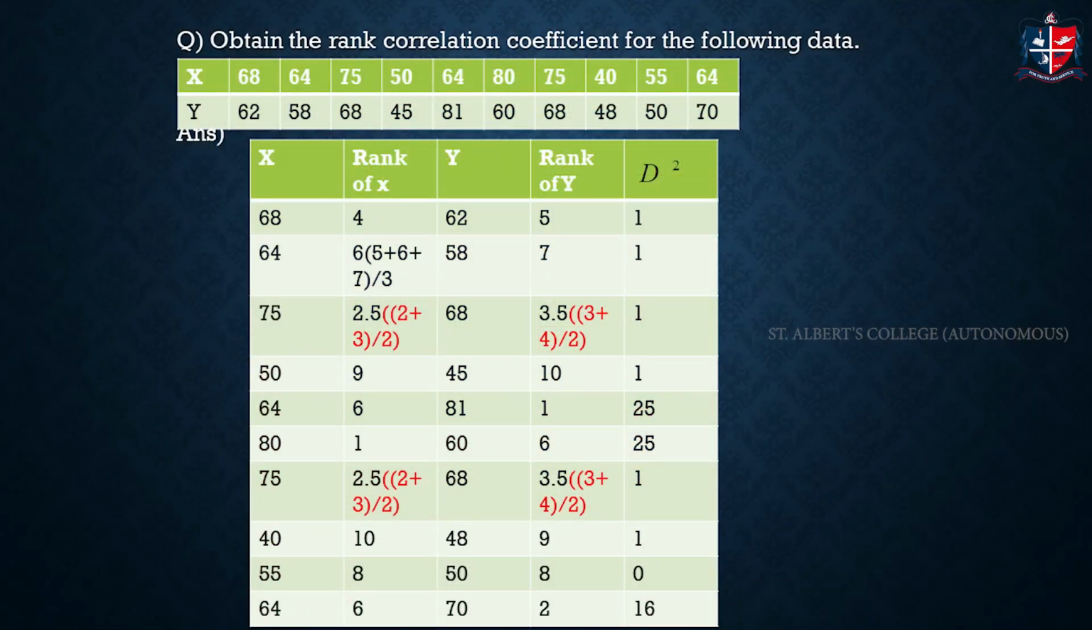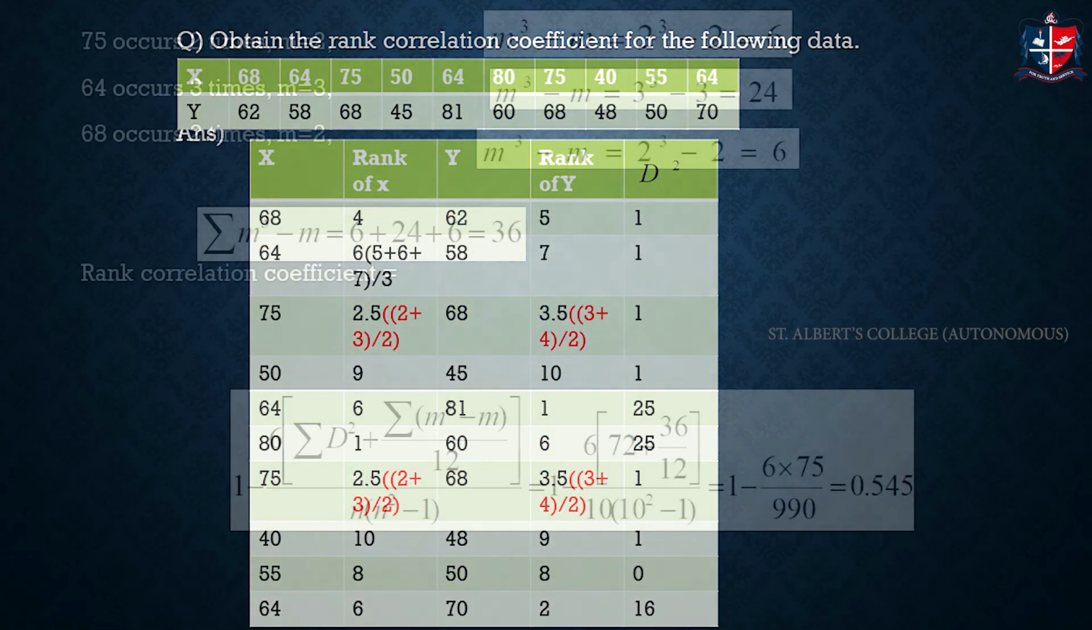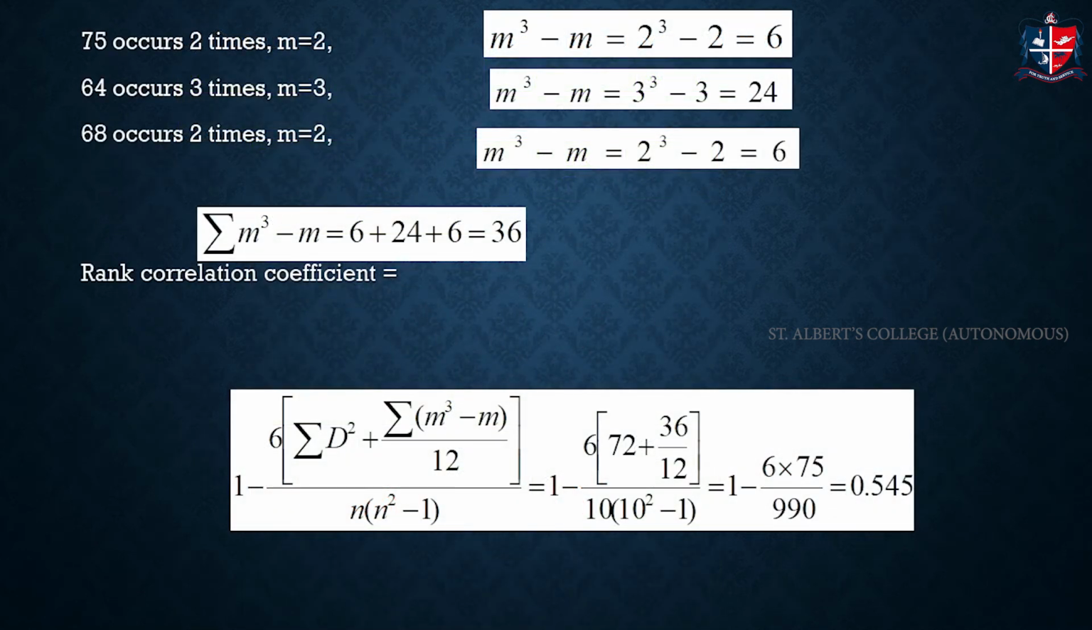So we get d square. Then when we come to the formula, we have a quantity sigma m cube minus m. Here m represents the number of repetitions of a value. For this entire data, we have to take all the values which have a repetition. That is what I have mentioned here. Here 75 occurs 2 times, so m is equal to 2. m cube minus m is equal to 2 cube minus 2, that is equal to 6.